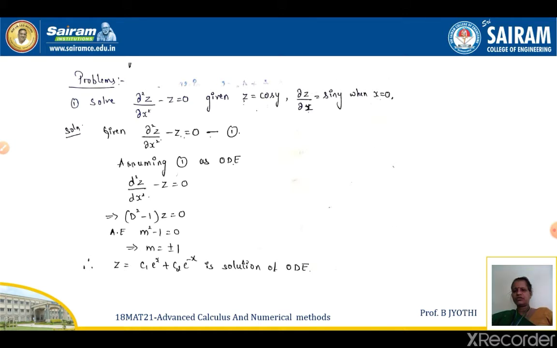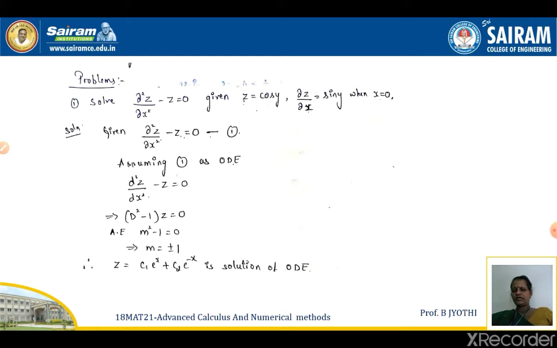Solve ∂²z/∂x² − z = 0, given z = cos y and ∂z/∂x = sin y when x = 0. Given ∂²z/∂x² − z = 0, call this 1. Assuming 1 is an ordinary differential equation, that is d²z/dx² − z = 0.